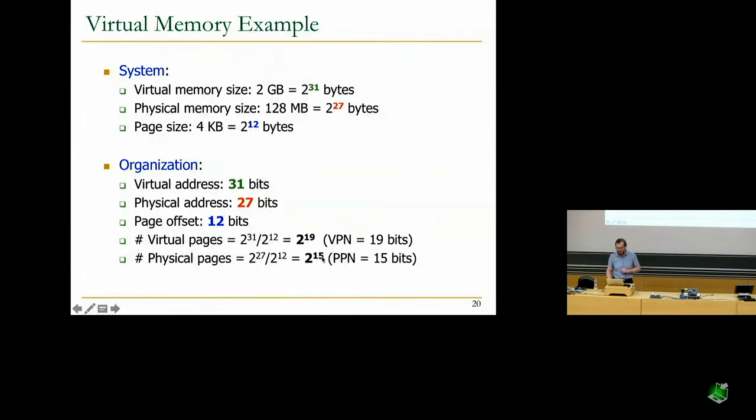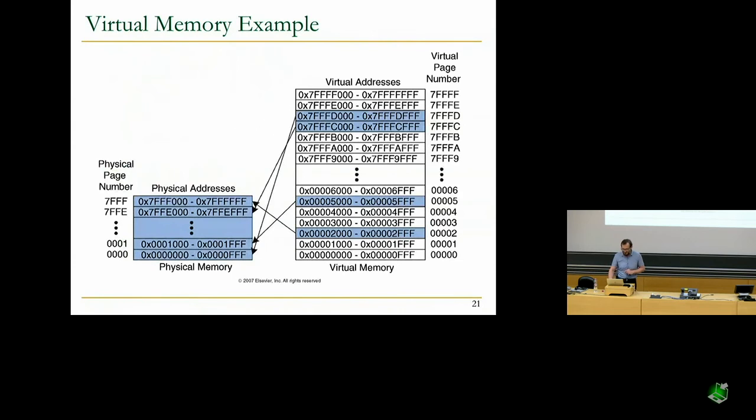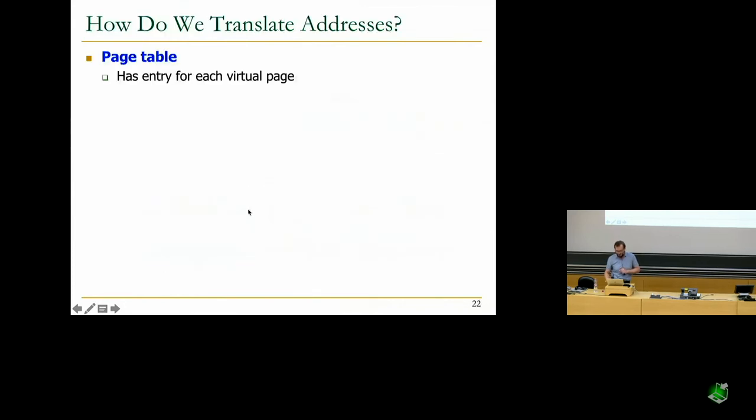Okay, now you can get away with a small memory, as long as you have virtual addresses that are 31 bits. So this is an example. I'm not going to go through this in detail, but as you can see, you have a bunch of virtual addresses over here, and this is your physical memory, and the blue ones over here are mapped to the physical memory. So how do we translate the address? Let's take a look at how we translate the address.